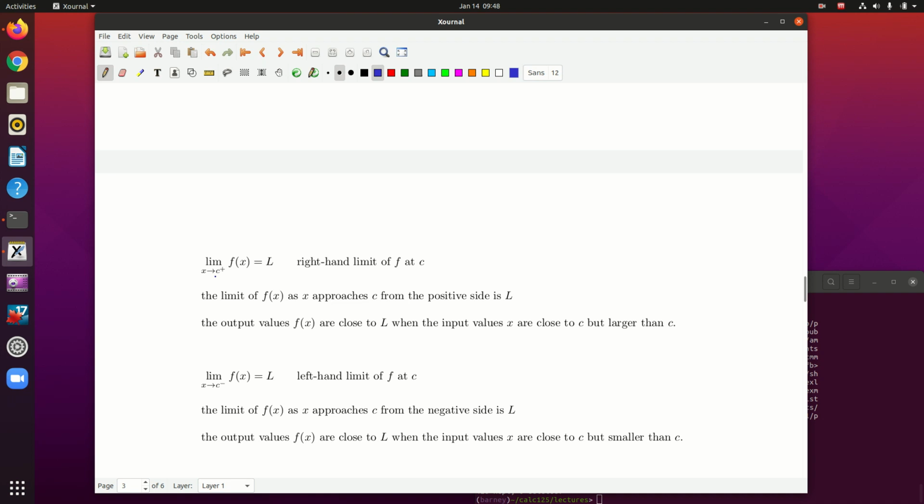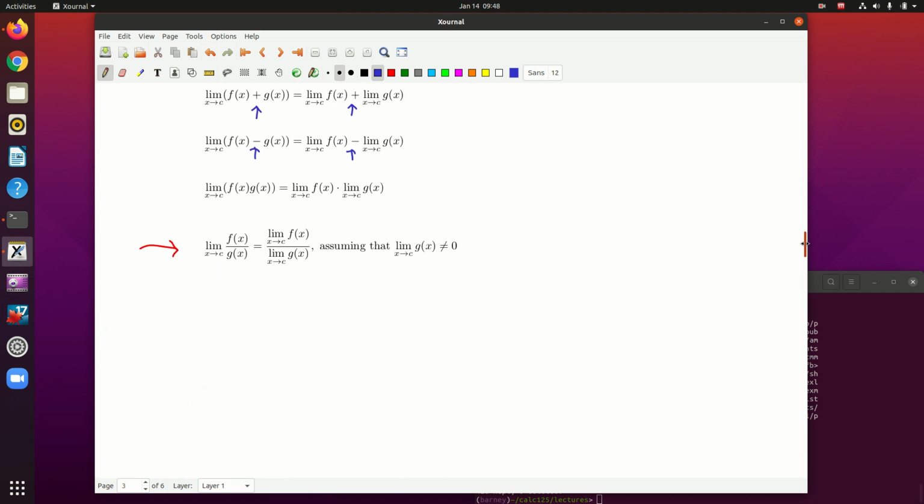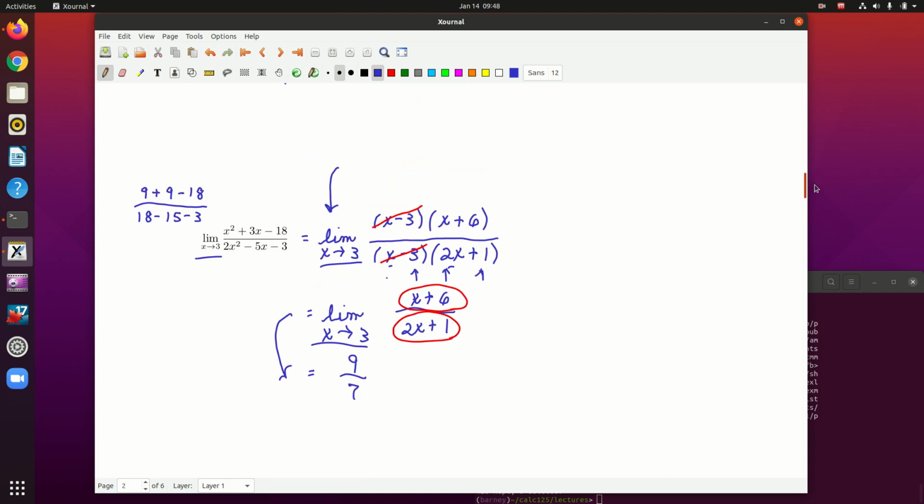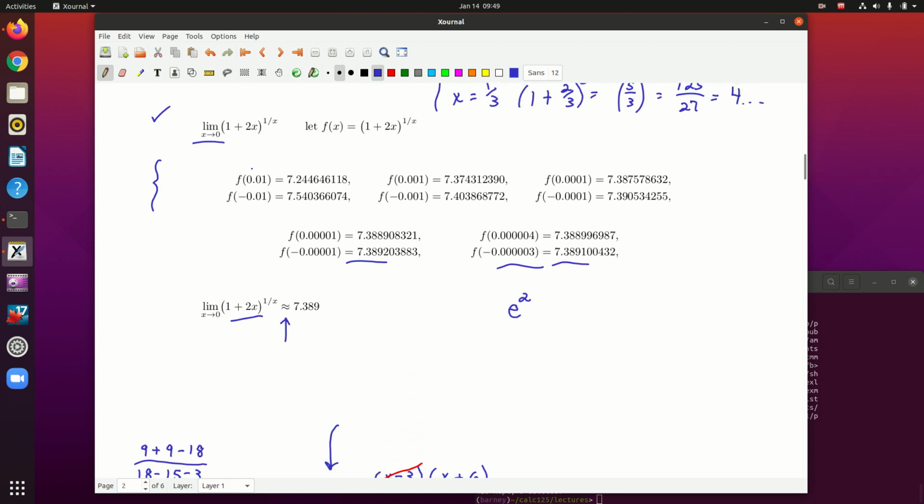So you can see the difference here, right there and right there. Before, it was just x approaches c. And notice when we were doing the numerical stuff, we were putting in numbers that were both bigger than c and smaller than c, positive and negative in this case because we are approaching 0. We do want to know what happens on both sides.